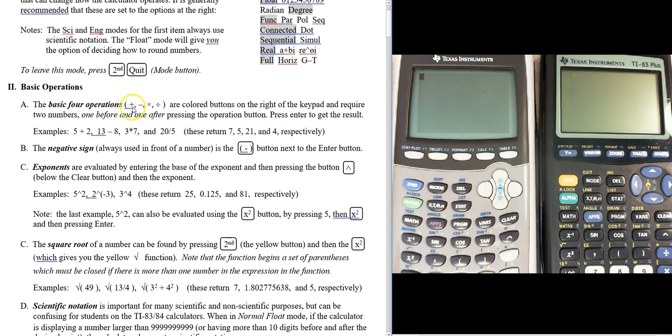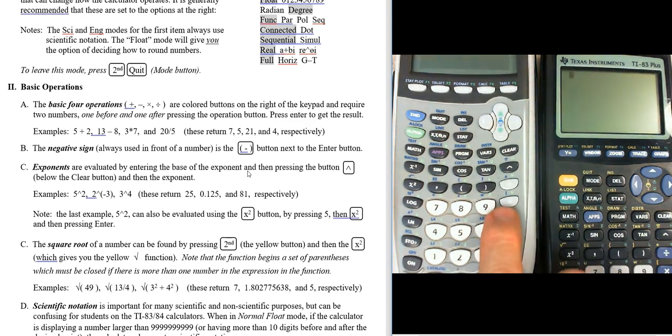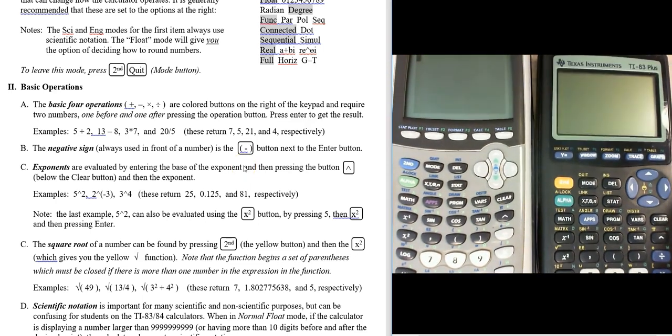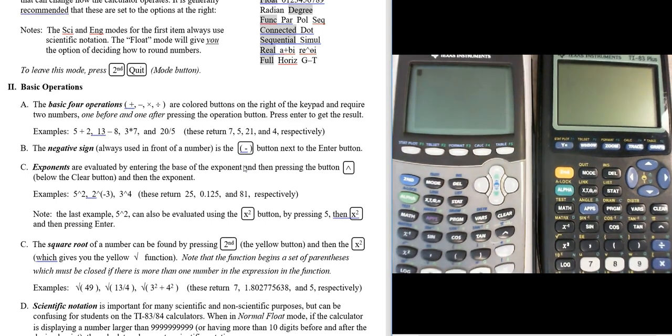There's 4 basic operations: the plus, minus, multiplication, or division. And they are the buttons on the right side here, along here, or along here. They're blue in the TI-83. So, of course, those are typical operations. Now, one thing you need to understand about these is that they are binary operations, which means you have to have 2 numbers, and have the operation symbol in between those. So 5 plus 12, all right, you have to have 2 numbers.